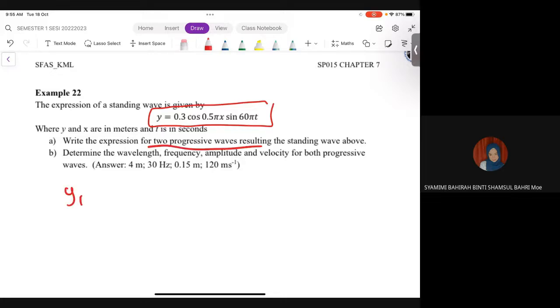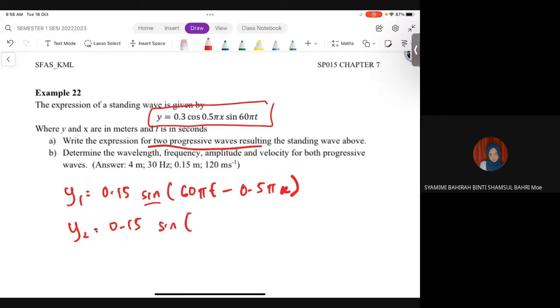So, buat je y1 sama dengan 0.3 bahagi 2 berapa? 0.15 sin. Omega berapa? 60πt tolak 0.5πx. Ikut je yang tu. So ini equation pertama. Equation kedua 0.15 sin, sebab awak memang start dengan sin kalau dia tak ada bagi apa-apa, just buat dengan sin. So 60πt tolak 0.5πx. Tapi ini plus.